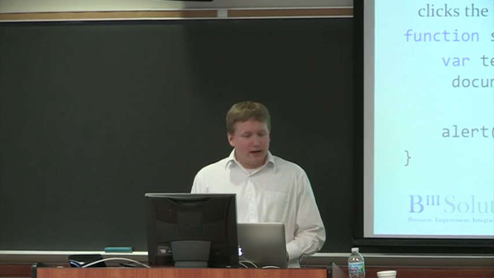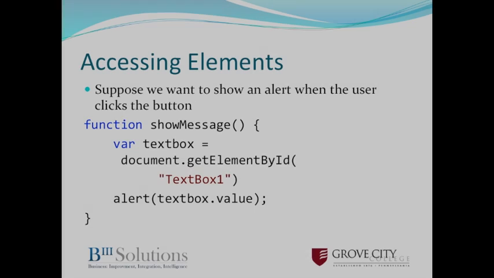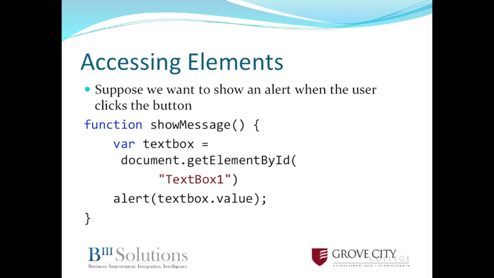In order to do that, I'm going to need a method. In this case, I'm just calling it showMessage. When I call this one, I'm going to go find the text box. So I use this fun syntax of document.getElementById, and I give it the textbox1 ID. And then I just pull the value out of that and pass that into this alert method. So this will show in an alert whatever I have in that text box.